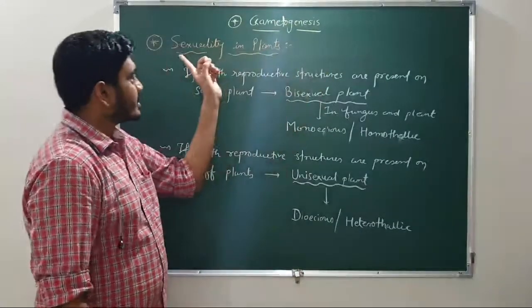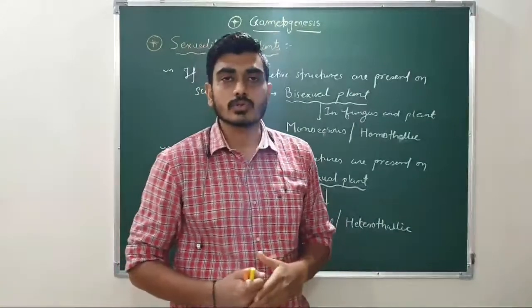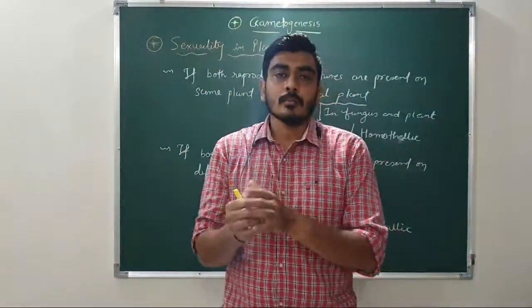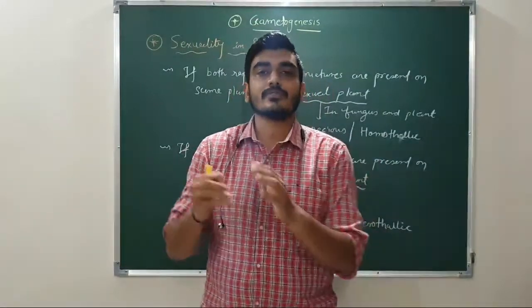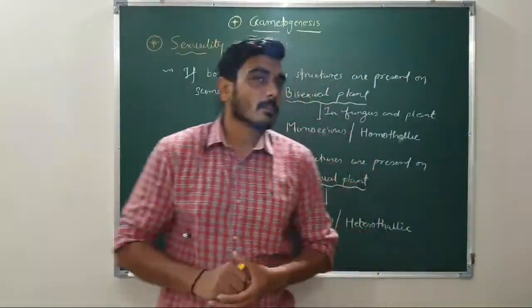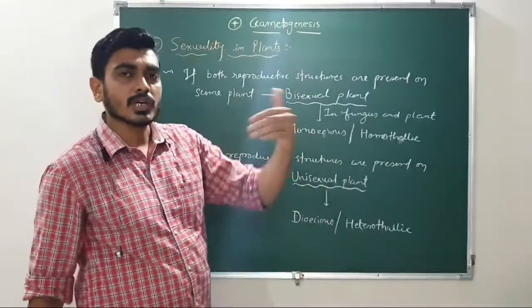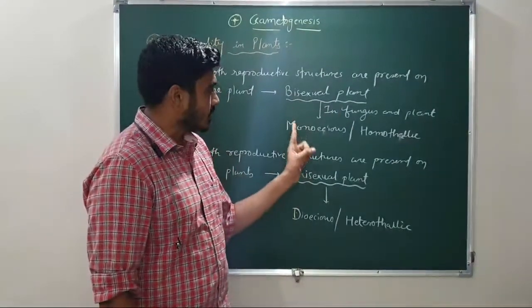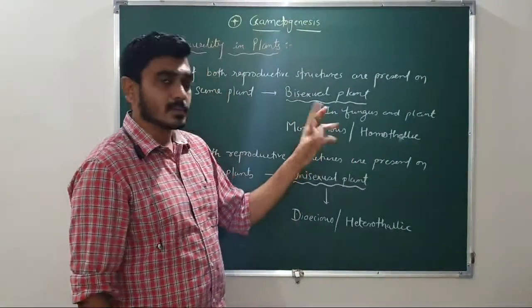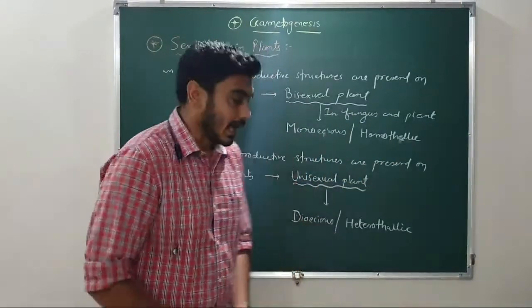Understood? So when we consider sexuality in plants, that means which types of plants reproduce bisexually: either they produce both types of gametes in the same plant body, or they produce different gametes in different plant bodies. If both reproductive structures are on the same plant, that means they produce both types of gametes, then those plants are known as bisexual plants.